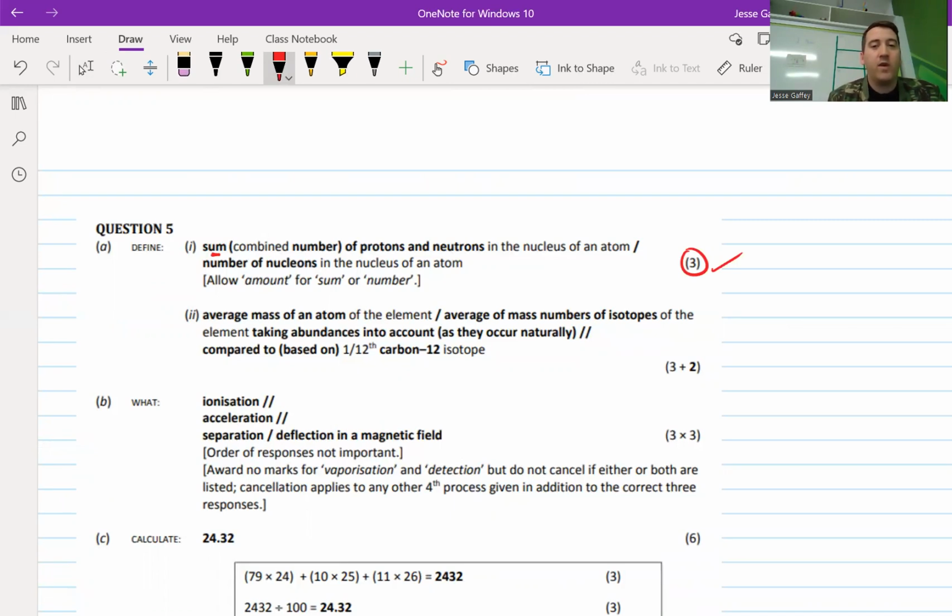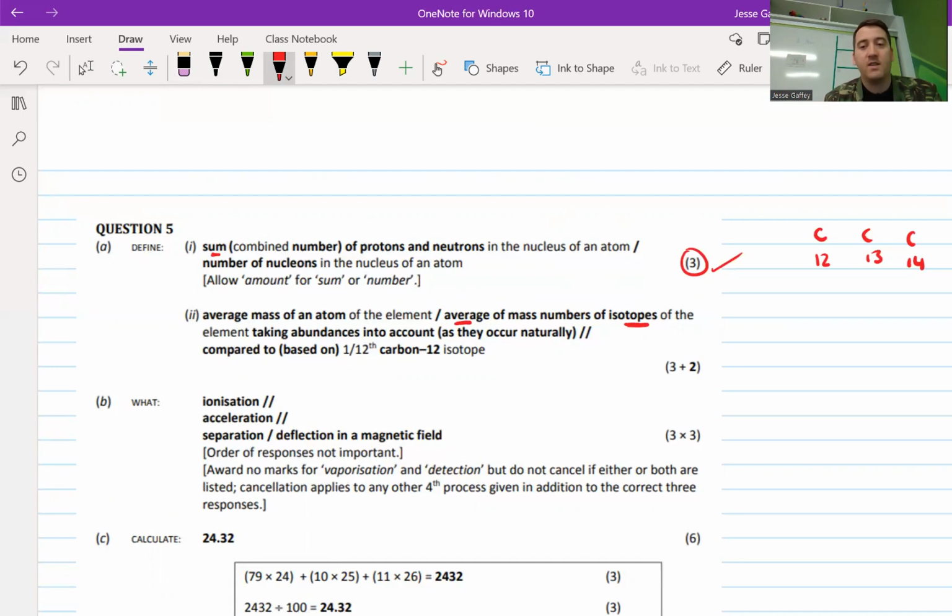Right, what's the difference between the mass number and the relative atomic mass? Well, the relative atomic mass, first of all, is an average. That's why it's not a round number. It's a decimal number. It's an average of the mass numbers, or the average mass of the isotopes, because remember, some atoms have different isotopes. So for example, carbon has the carbon-12 isotope, but there's also a carbon-13 isotope, and there's also a carbon-14 isotope.